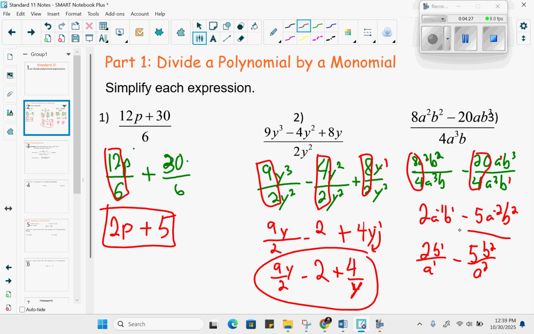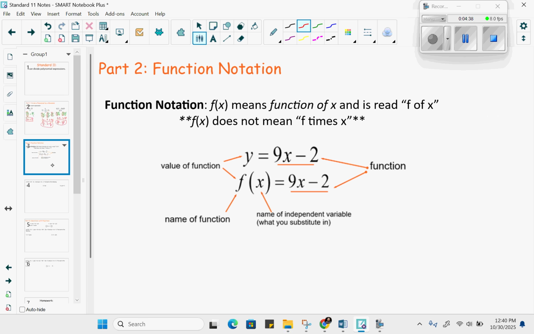B to the second. That's going to be the seconds on top. So I have 2 times b to the first over a to the first minus 5 times b to the second over a to the second. That's my answer. All right, next page.